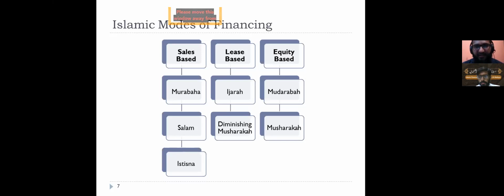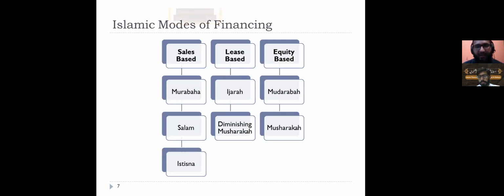Now, sale-based and lease-based modes of financing are other ways through which financing can be sought. These are also considered debt-based modes of financing. Why? Because in using these contracts as modes of financing, the client eventually has a financial liability. That is why they are considered debt-based modes of financing. Sale-based modes of financing are usually used where sale of assets is involved and the financial need of the client is usually short to medium term.